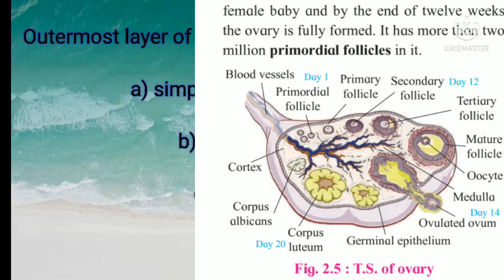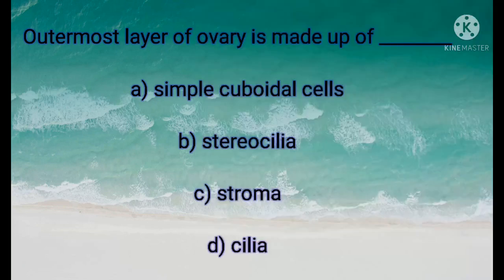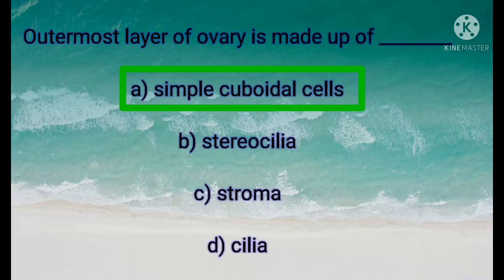Simple cuboidal cell, this is a type of epithelial cell. These are present on the outer side of the single layer of the ovary. These also show the different stages of growth and development of the follicles. But here the right answer is the simple cuboidal cell, these are present on the outer side, and because of that, the right answer is option A, the simple cuboidal cell.